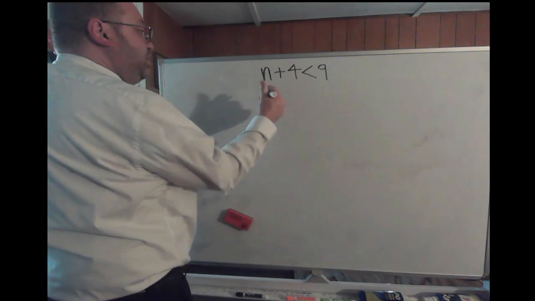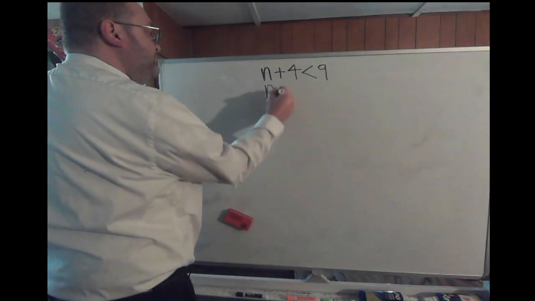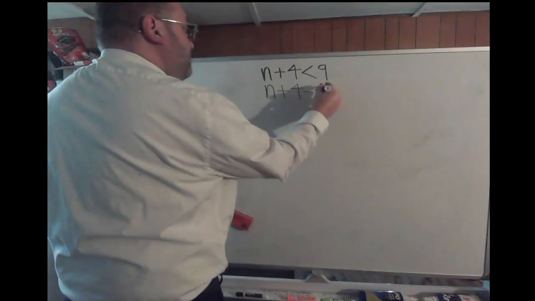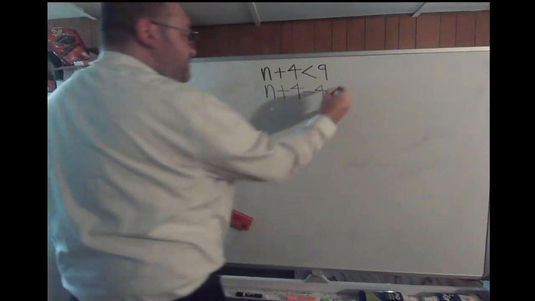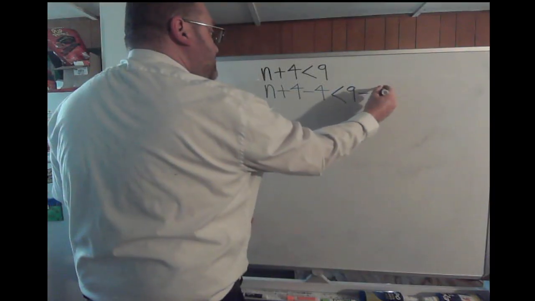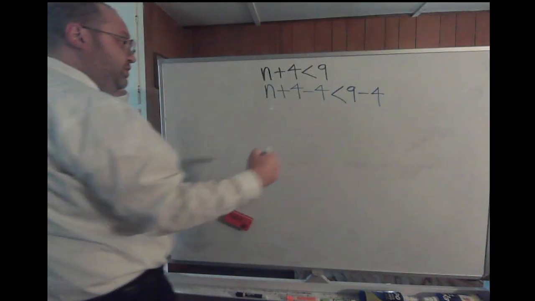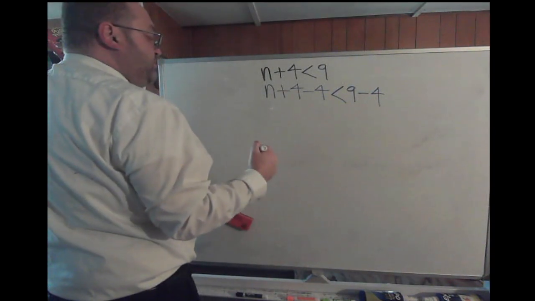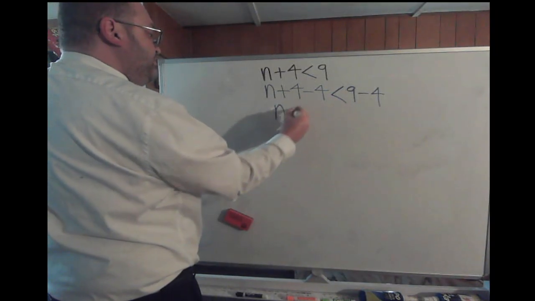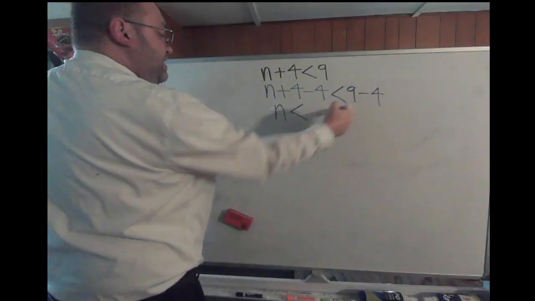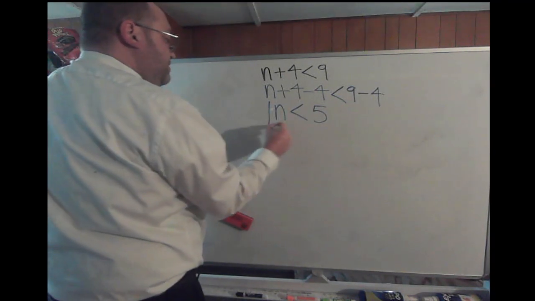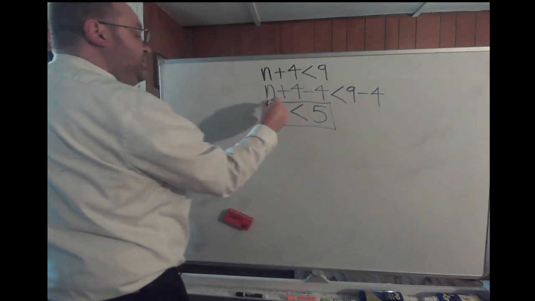We have a plus 4, you need to do minus 4 in order to get rid of that 4 and get n by itself. But like an equation, what you do to one side, you have to do to the other. So we'll have n plus 4 minus 4 is less than 9 minus 4. Left side, 4 minus 4 is 0. You just got n by itself. N is less than whatever 9 minus 4 is, which is 5. So the answer is n is less than 5.